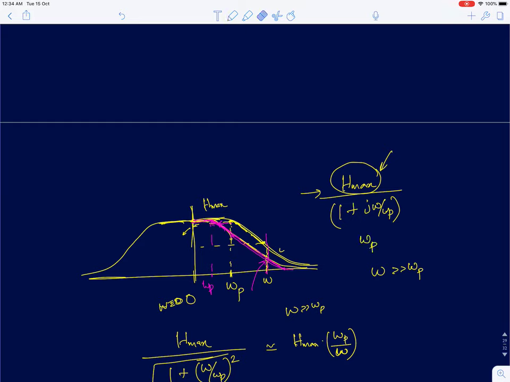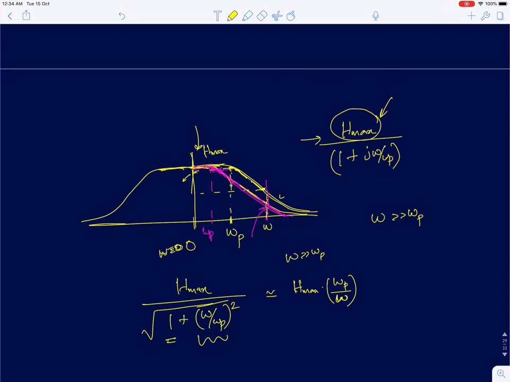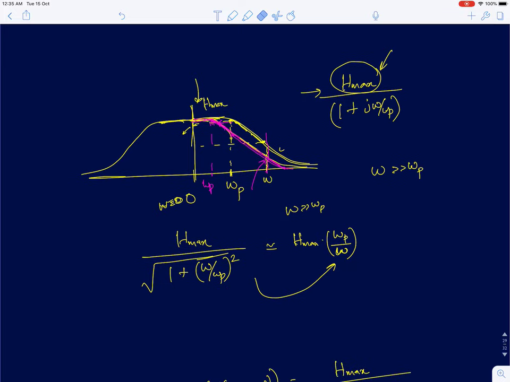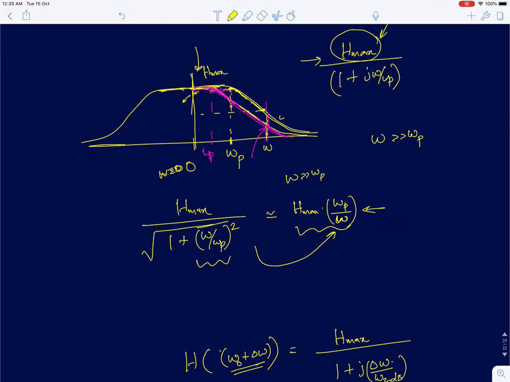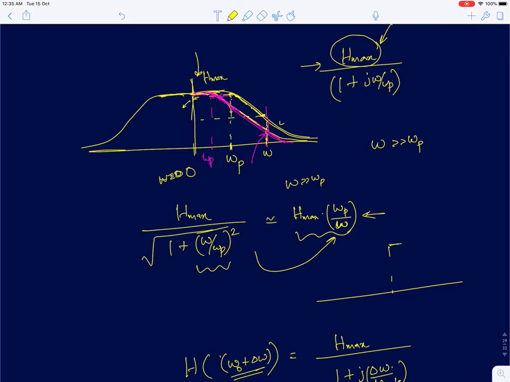We are interested in finding what happens at these frequencies. Of course, at frequencies far less than omega p, the gain is very close to H max. But at frequencies far away from omega p, if you find the magnitude, we can write it as H max into omega p by omega. In fact, what happens is that this term will become much greater than 1, so it'll reduce to this. So this term, H max into omega p by omega, is the gain of this transfer function at omega far away from omega p. So this is your omega p. Omega p is the point where the gain becomes 1 by root 2 of its maximum value. We are already aware of that. This is for a first order system. The 3 dB bandwidth happens to be the pole.